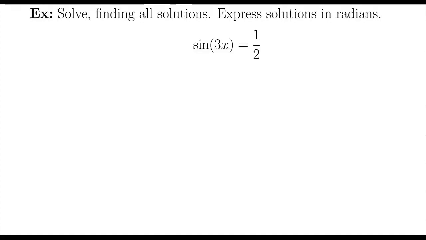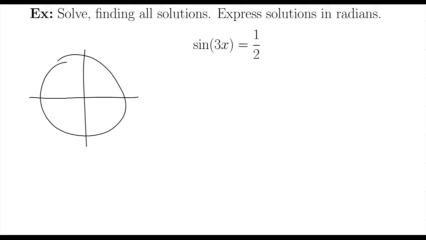Okay, now let's solve the equation sine of 3x equals 1/2. All right, so this one's a bit tricky. So let's first draw our partial unit circle here. And we know that sine equals 1/2 at 30 degrees, or pi over 6. We're asked to stick with radians, so we'll stick with radians. Pi over 6, and also at 5 pi over 6.